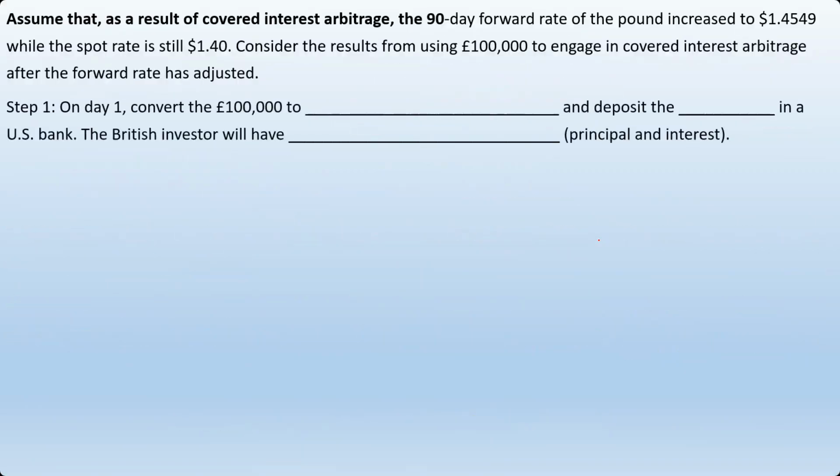The last one, I will leave for you to calculate. So the spot rate is 1.4. After 90 days, the company still gets 148,400, but the British pound forward rate increased to 1.4549. How many British pounds is the UK investor going to get?